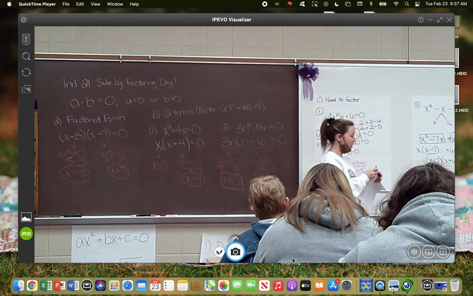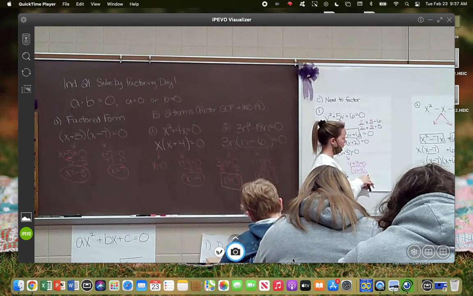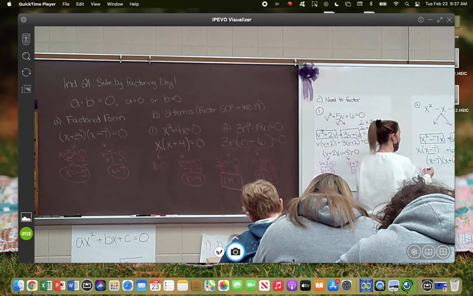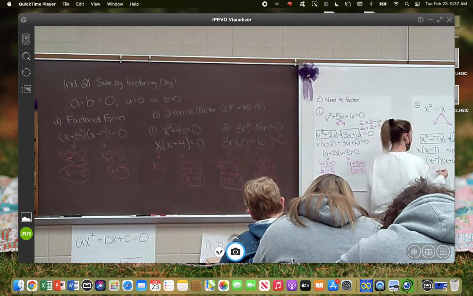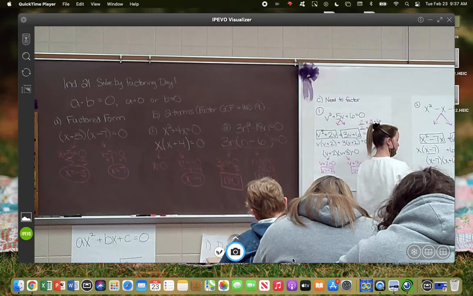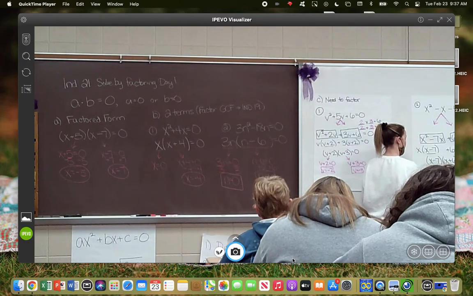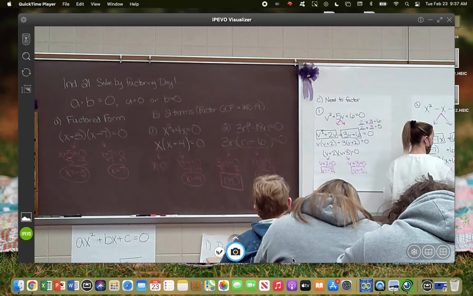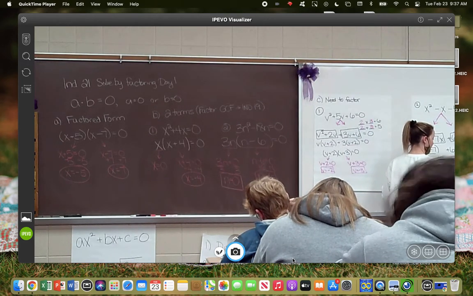And we can solve. So we've got our first factor. What value minus 7 would give me 0? Positive 7. And last but not least, what value plus 6 gives me 0? -6.